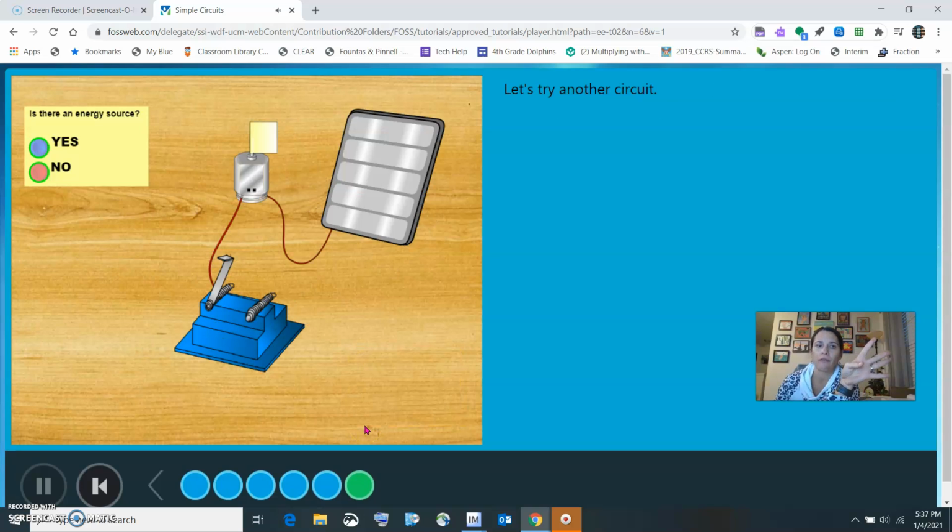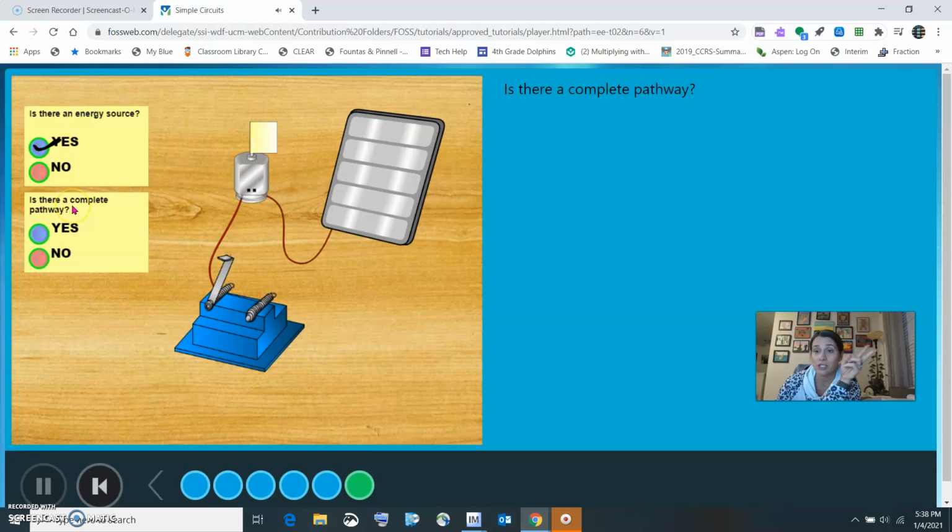All right. Circuit number 4. Okay, so this is circuit number 4. We've not seen this before. So for the energy source, this is the battery. This is a solar panel. So this is another form of energy. So solar panels, that is a form of energy. So that is an energy source. So we're going to do yes.